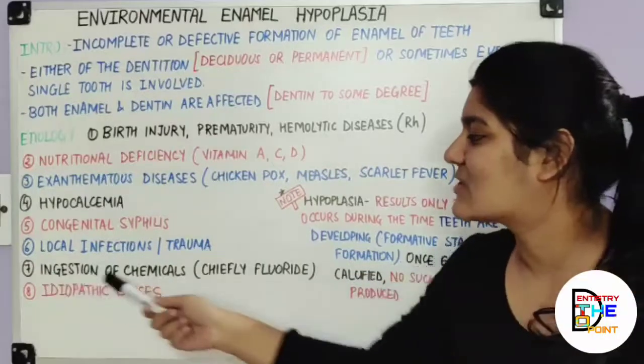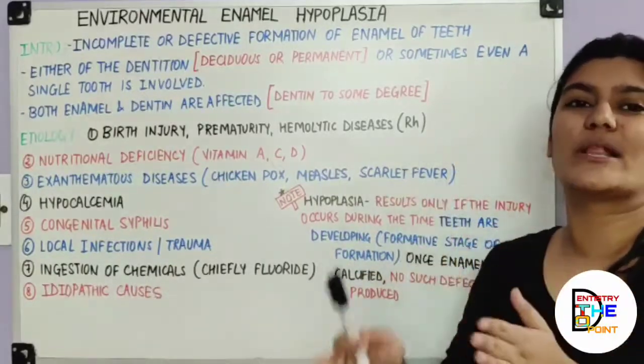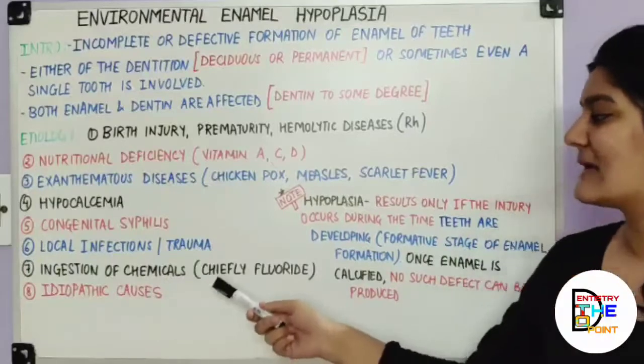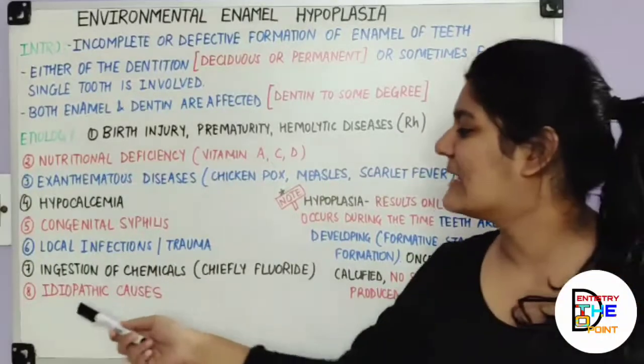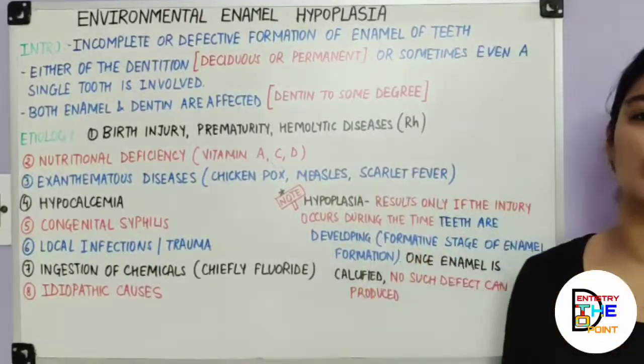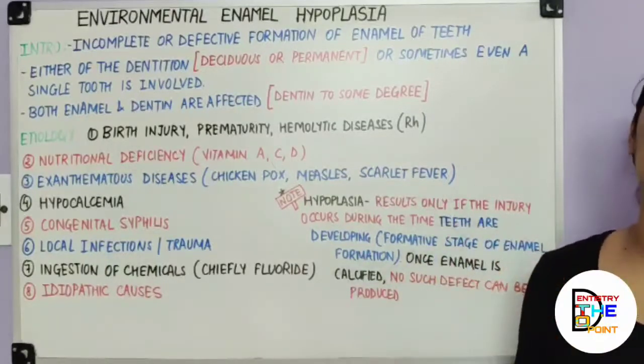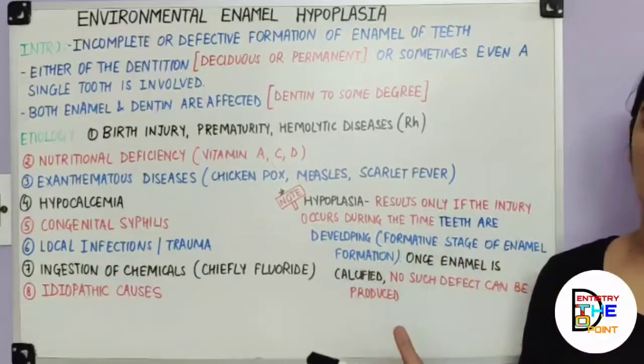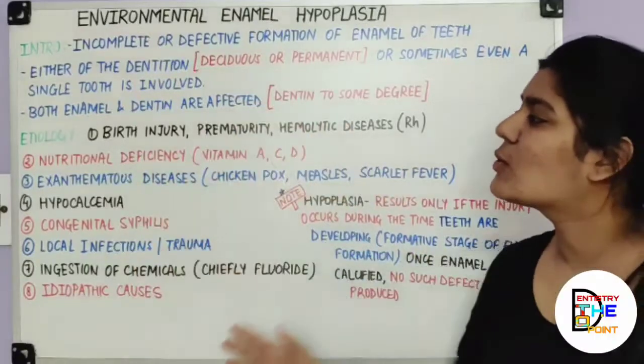So here that is ingestion of the chemicals. Those worms and soils are treated as chemicals here, that is your fluoride chiefly. And idiopathic causes, that is varied unknown causes. The babies are prone to varied unknown causes, varied types of injuries, unknown causes. Okay, so this way you can learn.